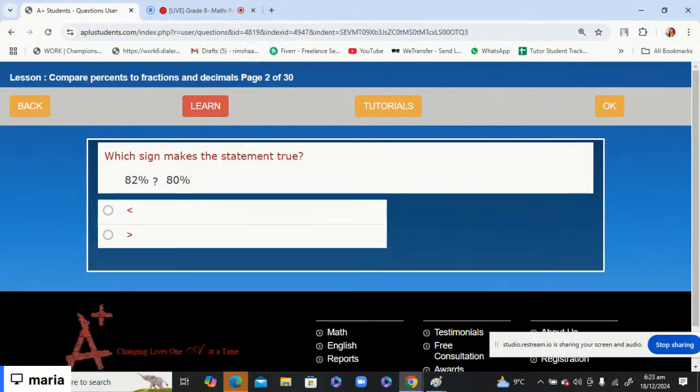Okay, 82% and 80%. This already shows by the question that 82 is the greater number. Both are in the form of percentage, so we are not going to convert this. So this is 82%, this is 80%, so 82 is greater as compared to 80.